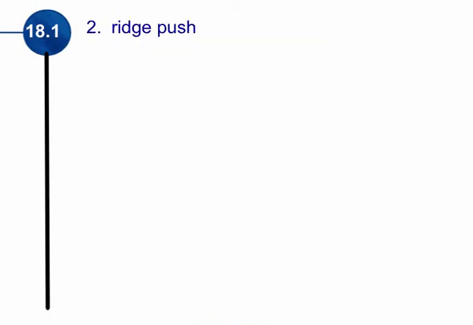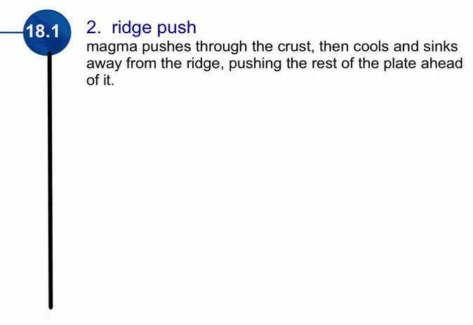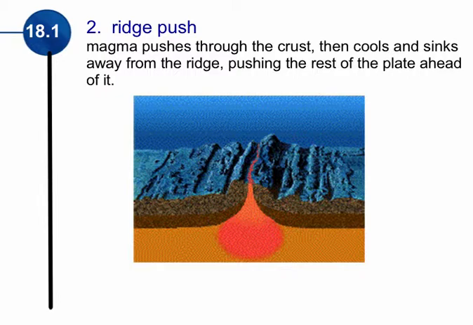The other occurs at a ridge, and it's called the ridge push. And ridge push is when magma pushes its way through the crust, comes up through the cracks in the crust, and as it comes up, it cools and it starts to build up along the edges here. And as it cools, it starts to sink back down into that new mantle. And this sinking away from the ridge actually pushes the plates away.